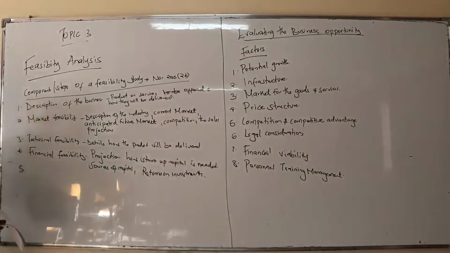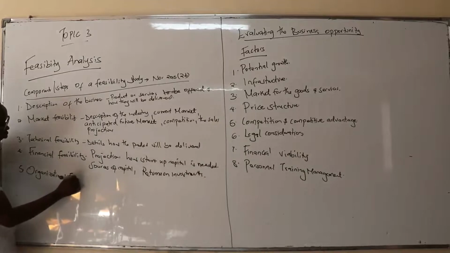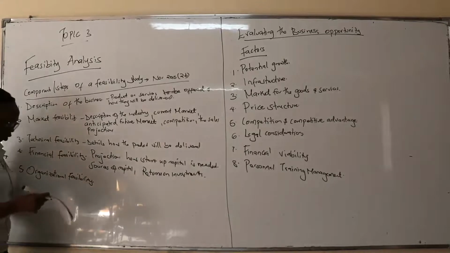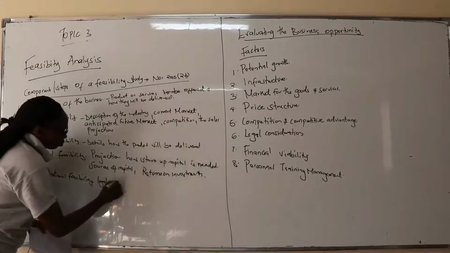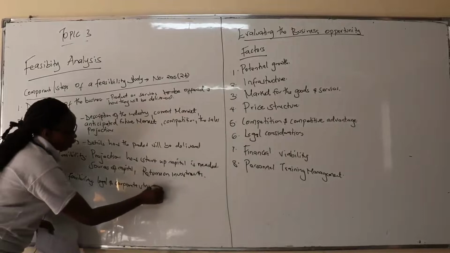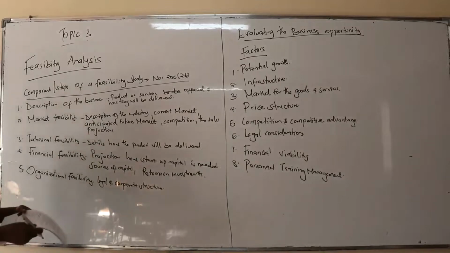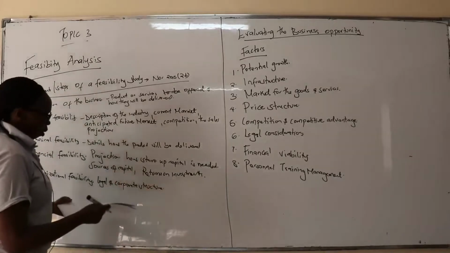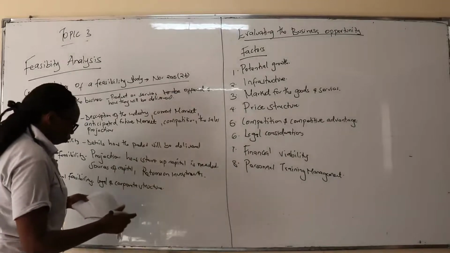But you'll also look at the organizational feasibility. There, you will be defining the legal and corporate structure. Remember that we have various types of organizational structure. We have the matrix, the functional, among others. So you'll have to choose the type of corporate structure of the business.